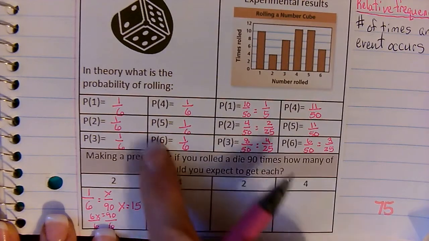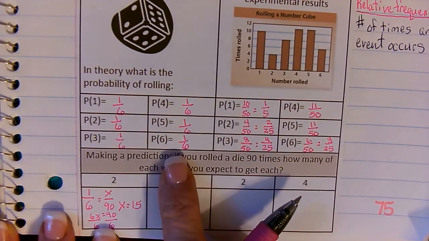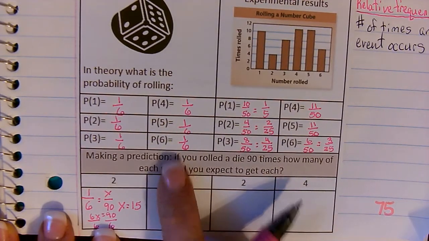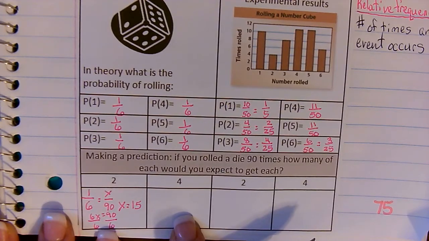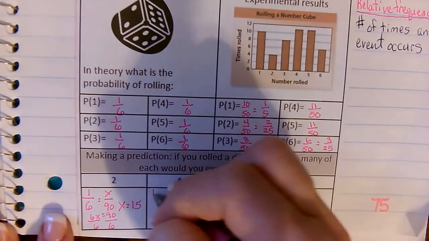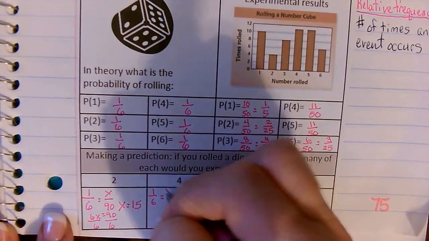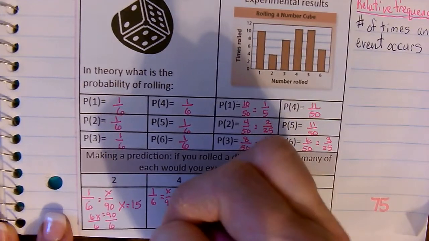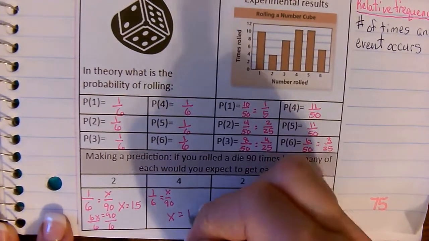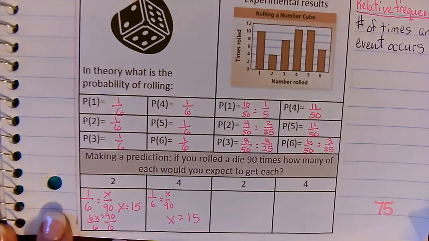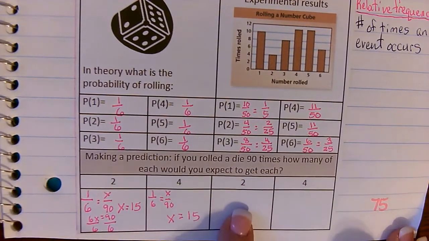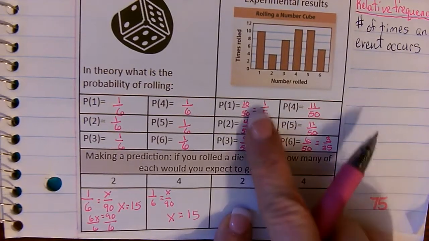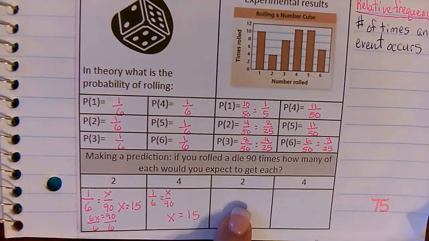Now, because we know all the probabilities are the same for each side of the cube, rolling a 4 would be the same. It would be the exact same proportion. And we've already worked this out, and we know that x equals the likelihood of 15 outcomes being a 4. Now let's look at the next part. In this case, if I do the proportions using this information for 90 times, I'm going to get a different answer based on the experiment itself.